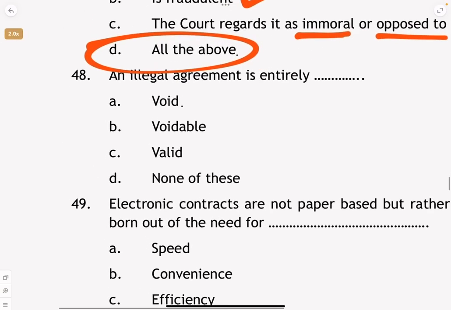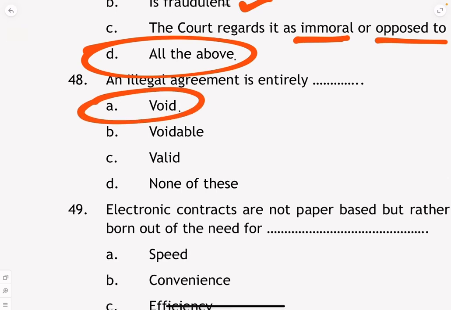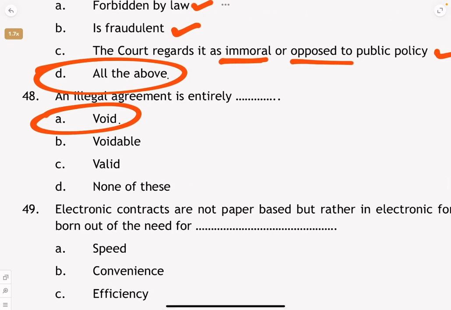Illegal agreement is entirely void. It is common sense. Illegal agreement cannot be valid. Illegal agreement is not voidable and definitely not none of these. So you can eliminate, even if you don't know the answer, eliminate it.